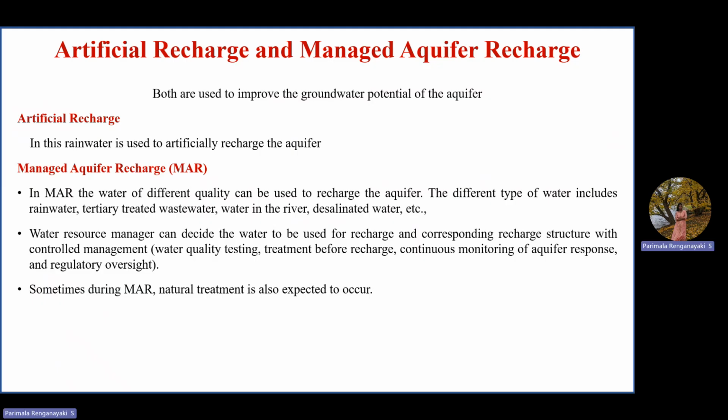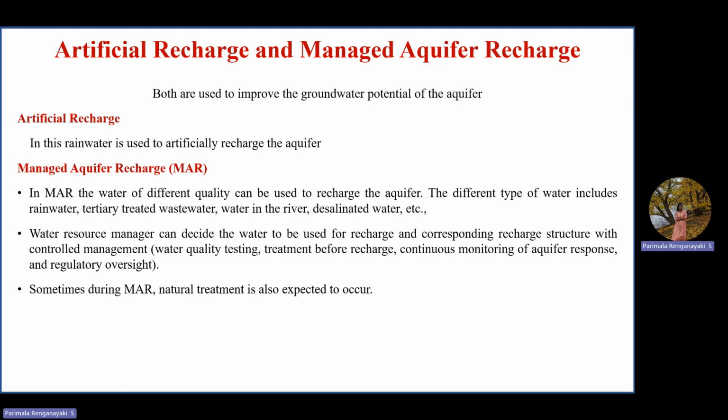So the water resource manager can decide the water to be used for recharge and the corresponding recharge structure. Here we can even decide the particular recharge structure to be used for a particular type of water. In case we are going to use only rainwater, we can choose a certain type of MAR structure. If we are going to use tertiary treated water, then we have one more type. We are going to see the various types of MAR structures and what water is used for the recharge, we will be learning.